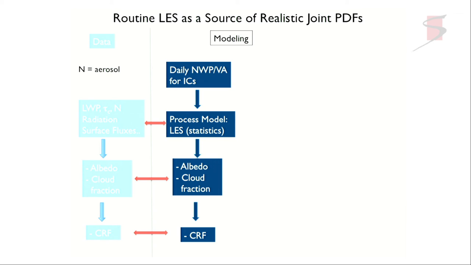So how might we go about doing this? Here on the left column is your data. We've got parameters like liquid water path, cloud optical depth, aerosol, radiation, surface fluxes. On the modeling side, we take daily numerical weather prediction, variational analysis for the initial conditions. We drive our process models. We do it regularly. We get statistics. We generate albedo, cloud fraction, and perhaps forcing output from the process models. We compare with the observations.